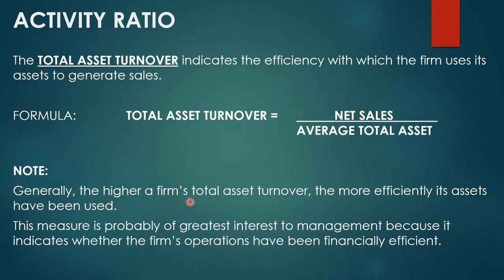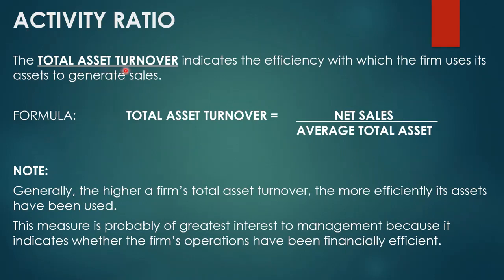Now, take note, generally, the higher the firm's total asset turnover, the more efficiently its assets have been used to produce the sales. This measure is probably of greatest interest to management because it indicates whether the firm's operations have been financially efficient. Now, take note kung titingnan natin dito. The more na mas mataas yung net sales, the more na mas mataas ang total asset turnover. The more na mas mataas yung net sales, as compared to average total asset, pinapakita nito na magaling, efficient ang firm sa pag-utilize ng mga assets nito to produce the sales. Maayos. Lalo na kapag mas mataas yung net sales habang tumataas ito. So, yun ang pinapertain ni total asset turnover.